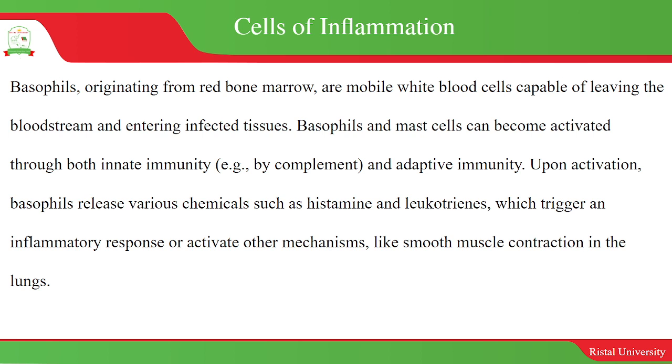If you remember the complement system, where we have about 20 proteins that are inactive in blood, but if there is danger, these proteins can activate the immune system by promoting inflammation, lysis, and phagocytosis. So the basophils can also be activated by the complement system and the adaptive immunity. When they are activated, the basophils release chemicals, histamine and leukotrienes, which are very important in triggering an inflammatory response.